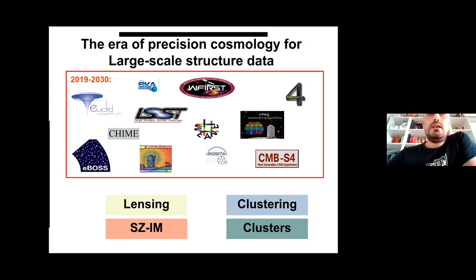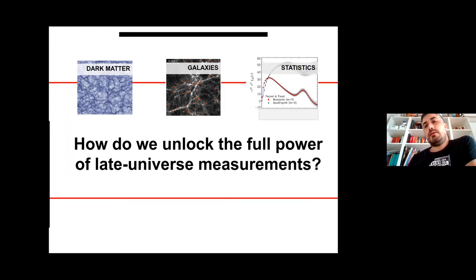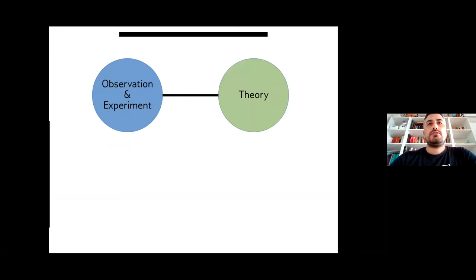But from a theoretical point of view, the main question is how do we extract the full power of all these measurements so we can have the most comprehensive view of this low redshift, high redshift comparison. So, in principle, it sounds very simple. We have an observation from an experiment. We just have to confront it with theory, right? So that's what the CMB has done, right? With linear perturbation theory compared to the observations, and that is what has been done in science.